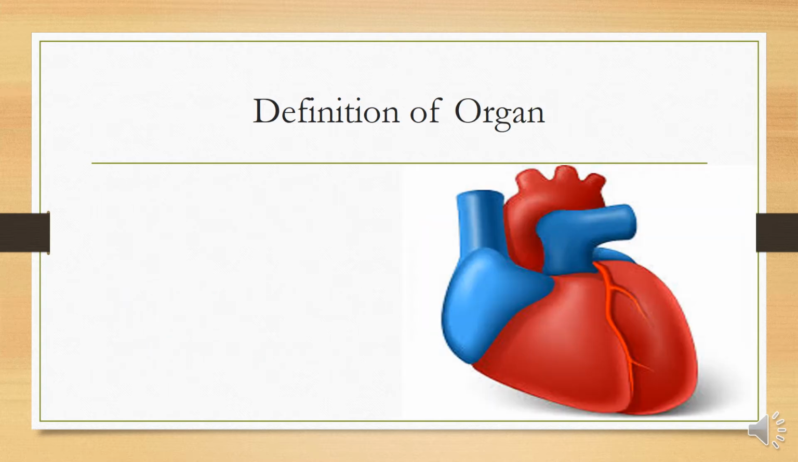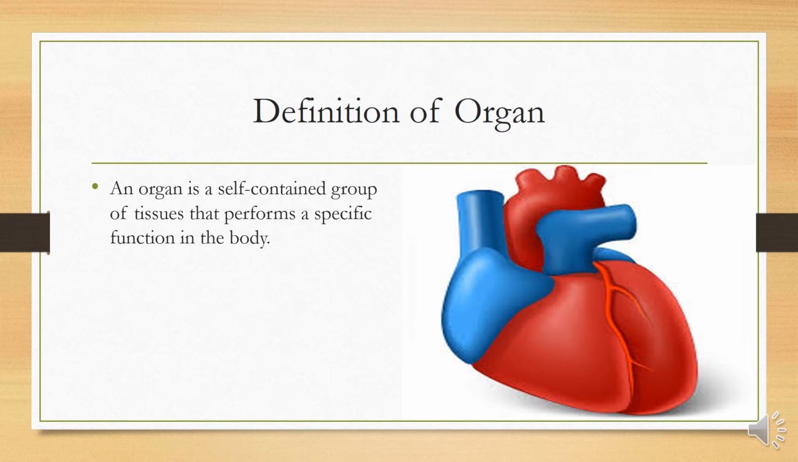So what is an organ? An organ is a self-contained group of tissues. I mean to say that when different types of tissues, rather a group of tissues, combine together and perform a specific function, they form an organ. So an organ is a self-contained group of tissues that perform a specific function in the body. For example, the heart. The heart is an organ which pumps the blood into the body and receives blood from the body.